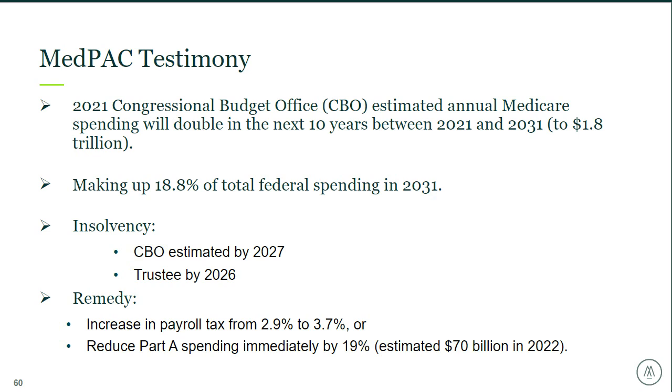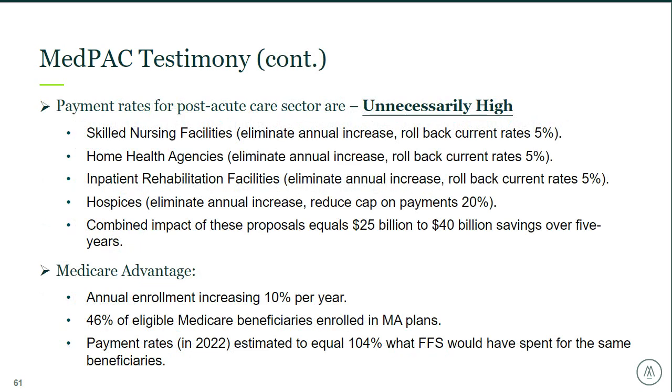And we talked a little bit about the projections of when insolvency may occur. So what's the remedy? It could be multiple things, and I think we've seen some of this come out in recent proposals. There could be an increase in the payroll taxes to increase the amount of income going into the fund, and that would be a pretty big jump, from 3% to 3.7%, maybe greater now, or reduce spending, or some combination of the two. This is something I think all hospitals would be engaged in.